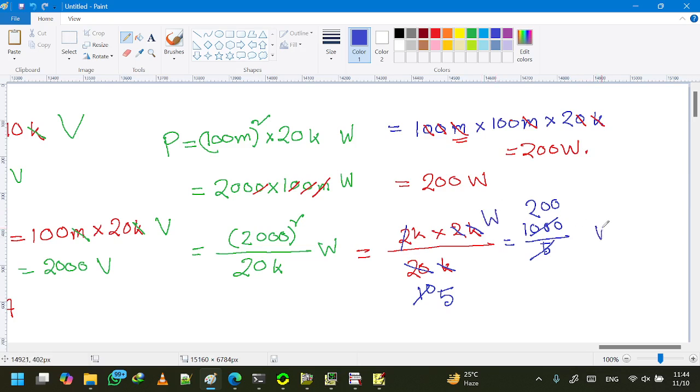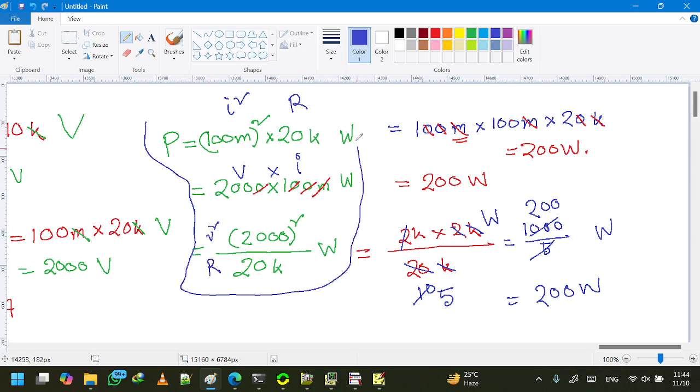And the unit is watt. So by using all three formulas, we get the same answer. This one is using I square R, this one is using V multiplied by I, and this one is using V square divided by R. So all three formulas give us the same answer.